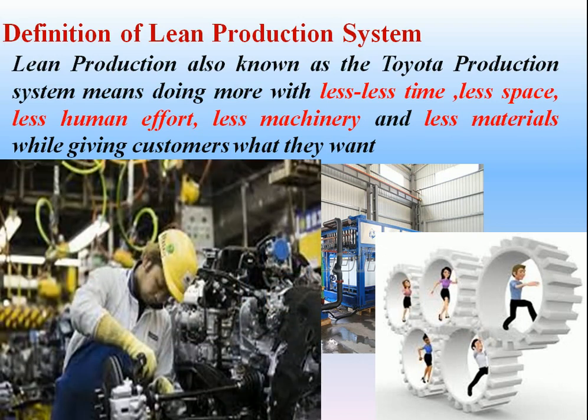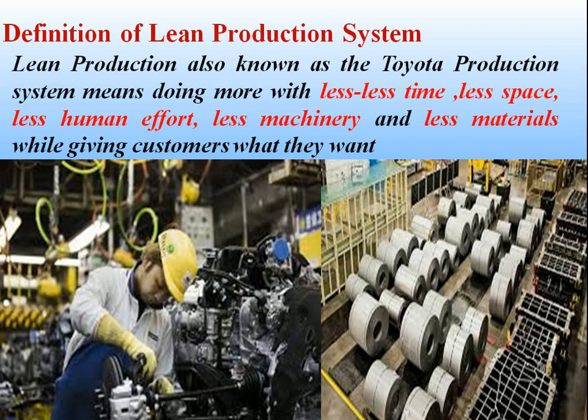This can be done by installing multi-processing machinery so that less floor space is utilized, and eventually we can reduce the number of machines, and the amount spent on a large number of machines can be reduced, which in turn optimizes the cost price of the product.